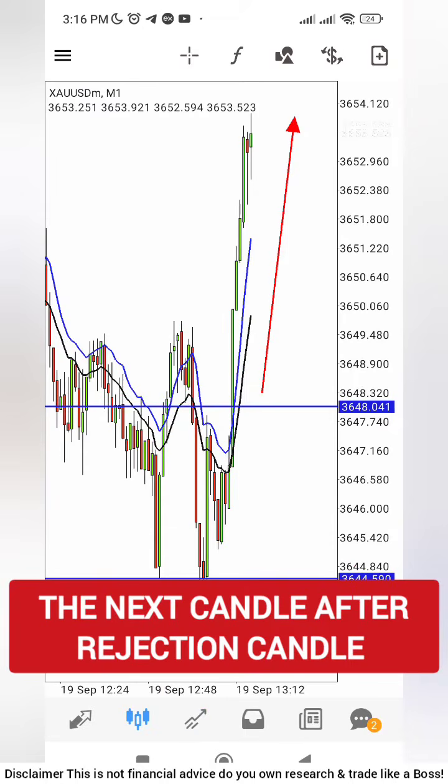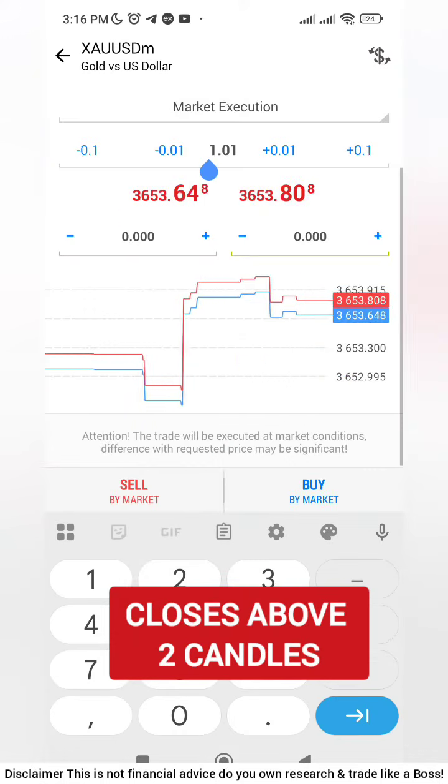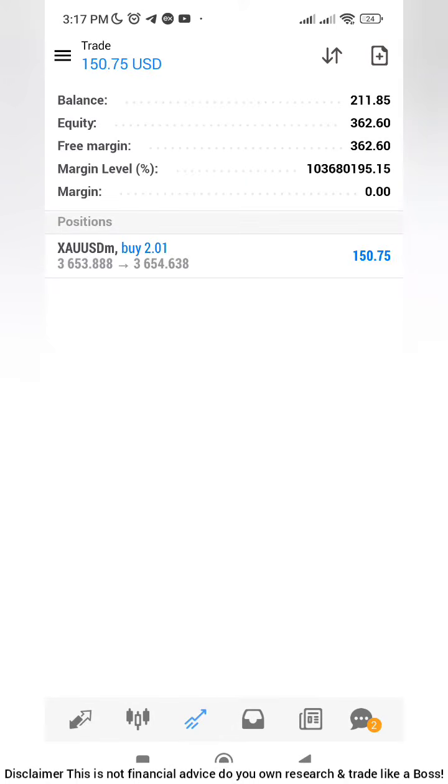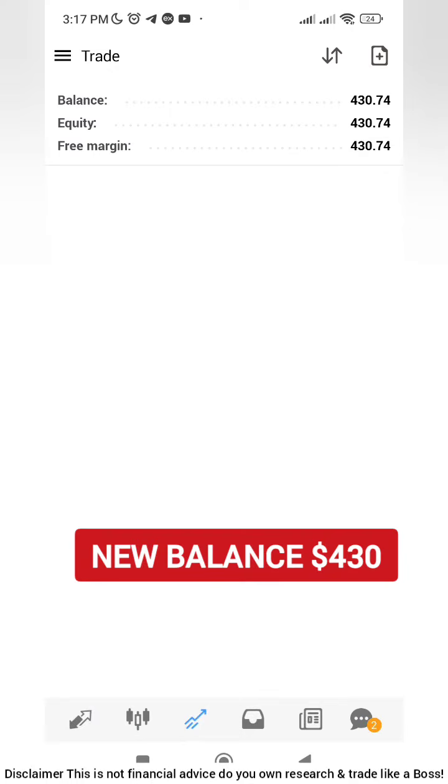Now when the next candle after the rejection candle closes above the two indicators, we also enter another trade. When your account is growing, make sure you are using a bigger lot size than you were using before. This way, you also make bigger profit and hit your target fast.